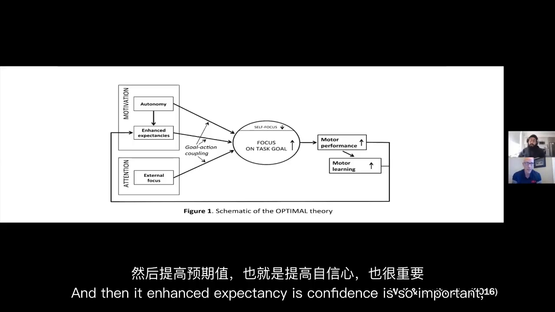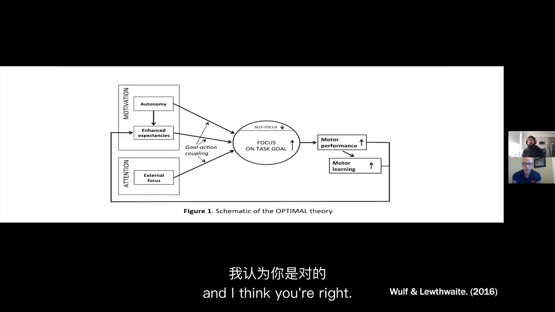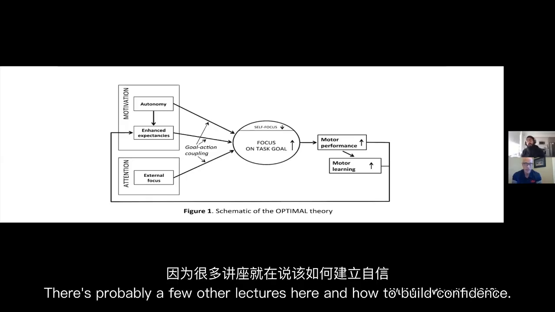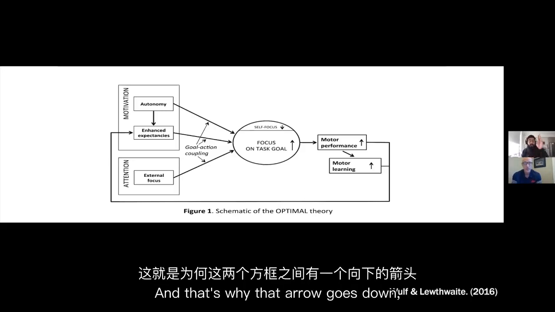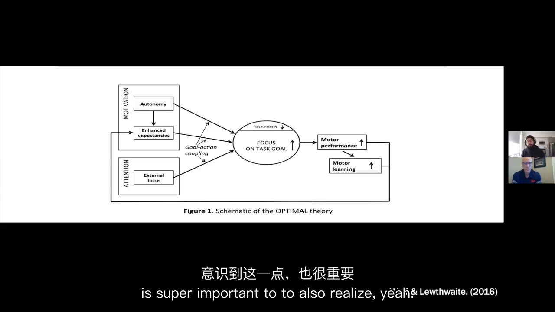And then enhanced expectancies, confidence, is so important, right? Yep. And I think you're right, there are probably a few other lectures here on how to build confidence. But I think it also comes down to this: if you provide autonomy, I think the confidence will also be up. And that's why that arrow goes down. I think it's super important to also realize that.